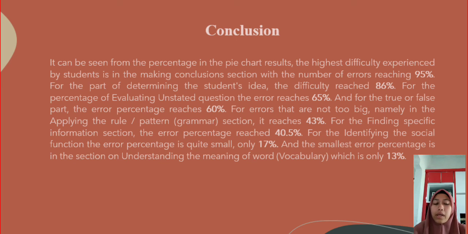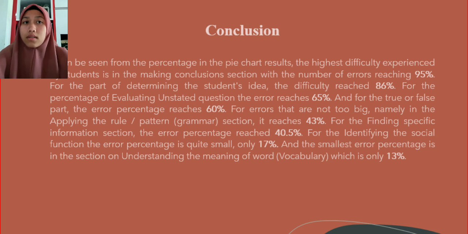For errors that are not too big, namely in the applying rules or pattern grammar section, it reaches 43%. For the finding specific information section, the error percentage reached 40.5%. For identifying the social function, the error percentage is quite small, only 17%, and the smallest error percentage is in the section on understanding the meaning of word vocabulary, which is only 13%.